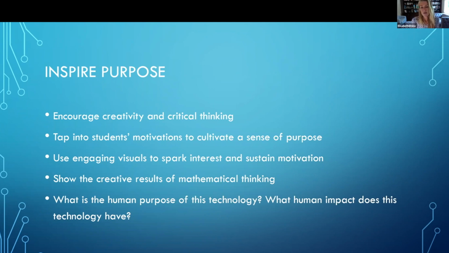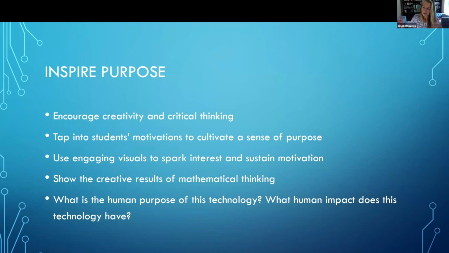The more you know about your STEM learners' motivations, the more you can help them cultivate a sense of purpose. Using engaging visuals can really, really help with this. This is something I've been trying in my own classroom STEM outreach project, and that is showing the results of things like mathematical thinking, showing it as an art.